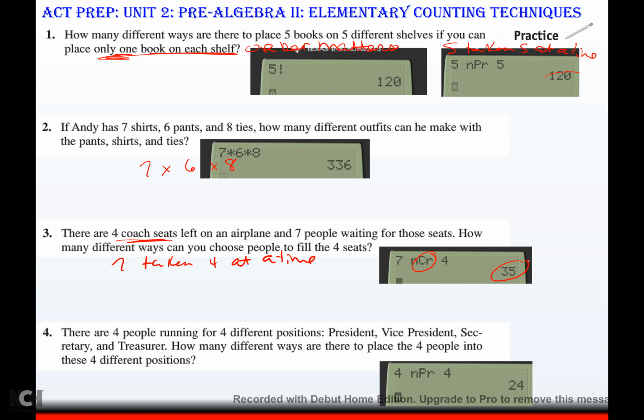Okay, number 4, there are 4 people running for 4 different positions: president, vice president, secretary, and treasurer, which means order matters, because now you're picking certain people for certain positions. How many different ways are there to place 4 people into these 4 different positions? You have 4 positions, and you're taking 4 at a time. You could do the factorial here. I prefer the NPR. Okay, so there'd be 24 possibilities.